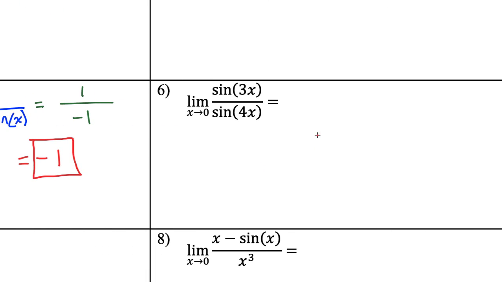All right, number 6, I'm getting 0 over 0 yet again, so take the derivative, limit as x approaches 0. This is going to be, the derivative of the top is cosine of 3x. The derivative of the bottom is cosine.